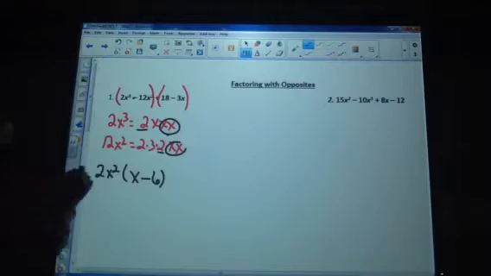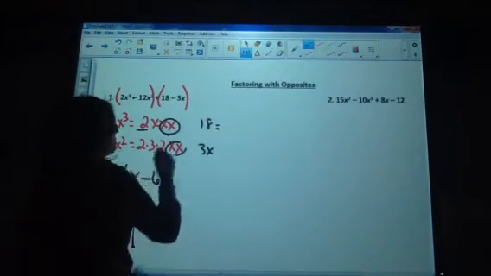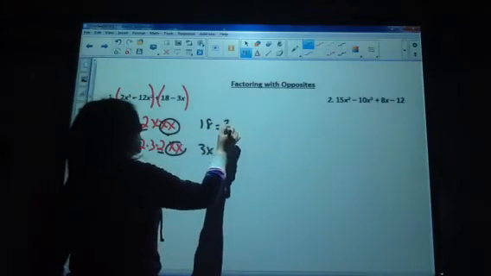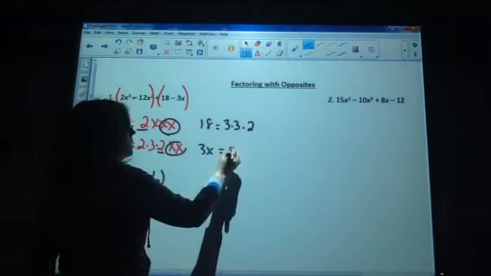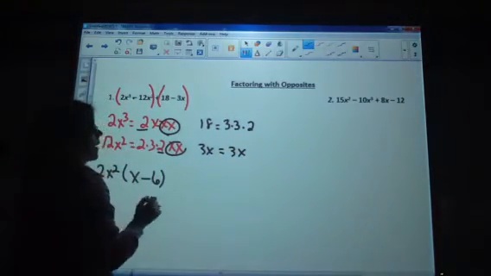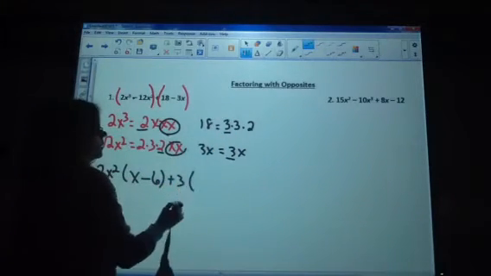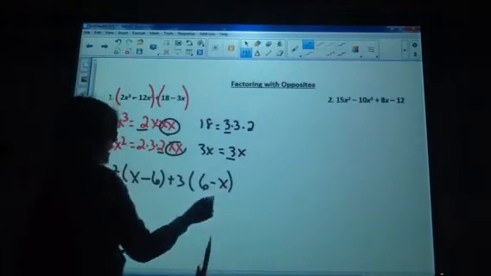Okay? Now let's look at the 18 and the 3x. So for 18, you can take 9 times 2. 9 is 3 times 3 times 2. And for 3x, it's just 3x. All right, so what do they have in common? They have a 3 in common here, so plus 3. And what's left is 6 minus x.